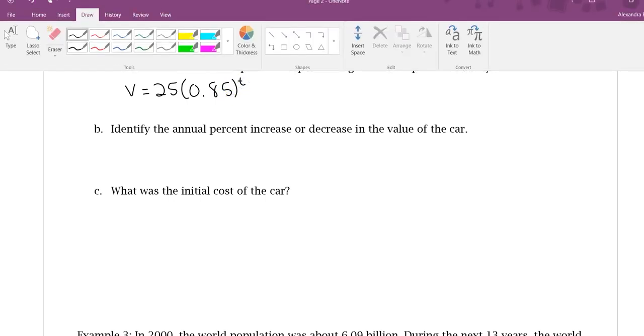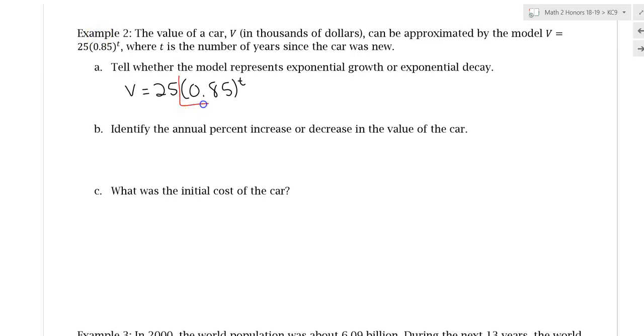Does this represent exponential growth or exponential decay? Well, 0.85 is less than 1, so that is decay.